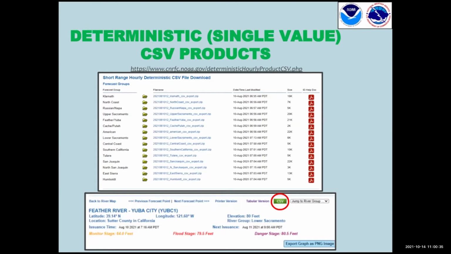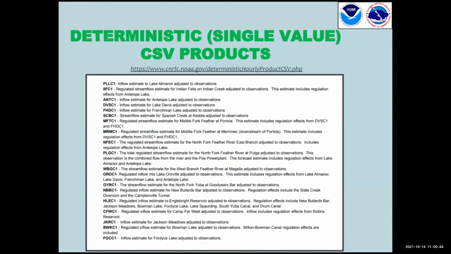And if you notice on the right-hand side of the forecast group CSV download, there are little links to Adobe files. And what those are is basically ID translation. All of our streamflow forecast locations have a 5-character ID, not very descriptive to most people. So if you go to that CSV download site and click on one of those forecast group Adobe Acrobat files, you'll get a description of what each one of those IDs in the CSV represents. So this is an example for the Feather Yuba.